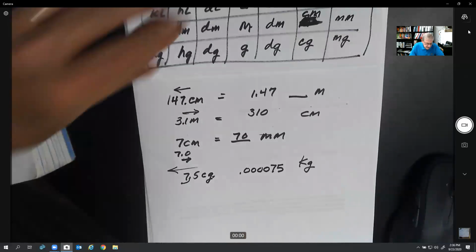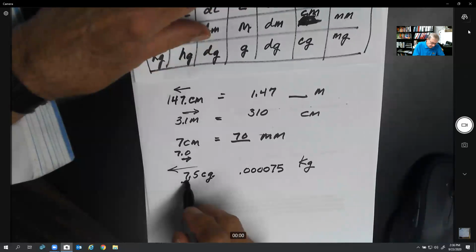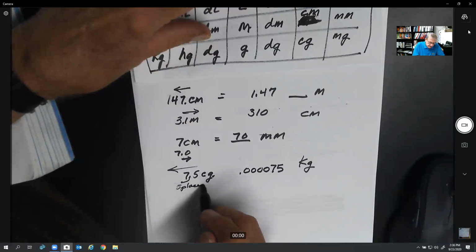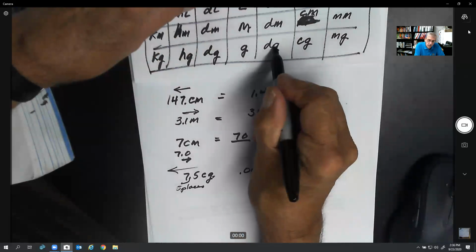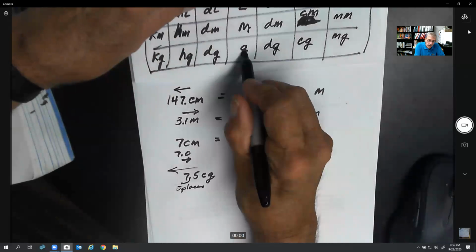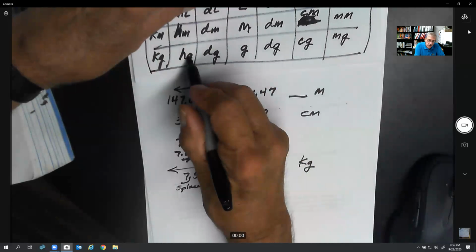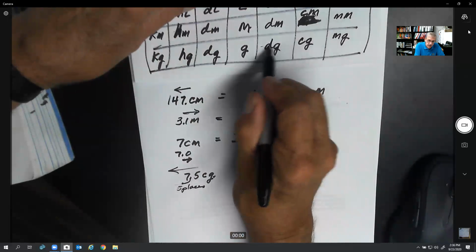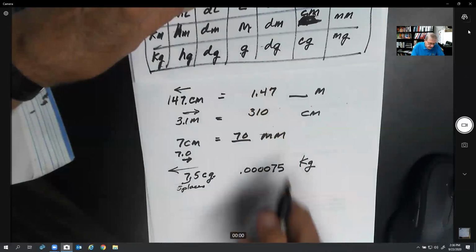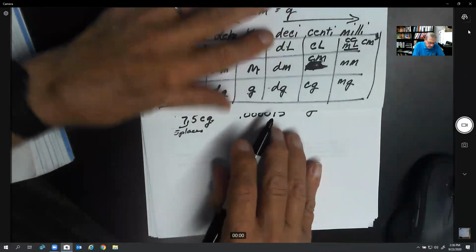Okay, so we're going to move 5 this way, 5 places. 1, 2, 3. We want centigrams. 1, 2, 3, 4, 5. Same. All right, let's try another one.